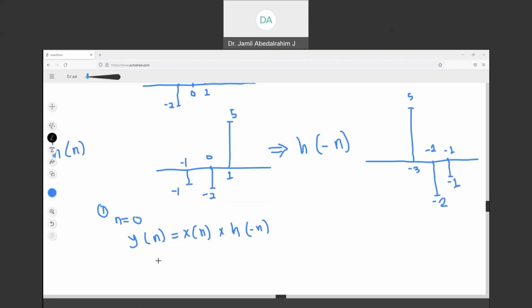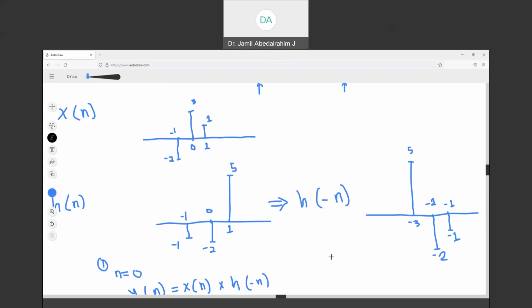So in this case, since n equals 0, we want y of 0. So we are at n equals 0. When n equals 0, meaning y of 0, we need to multiply x of n by h of negative n. This signal remains at the same position.